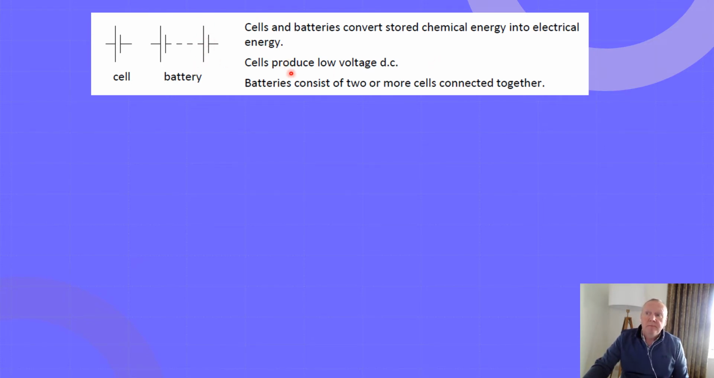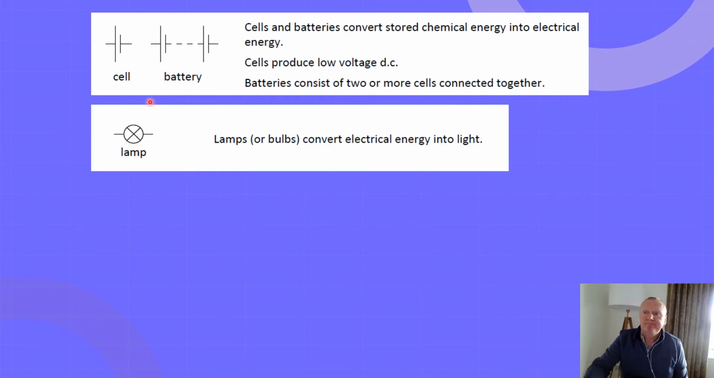And these produce DC. Remember, we've looked at AC and we've looked at DC. So batteries and cells produce direct current. They store chemical energy, which gets converted to electrical energy.